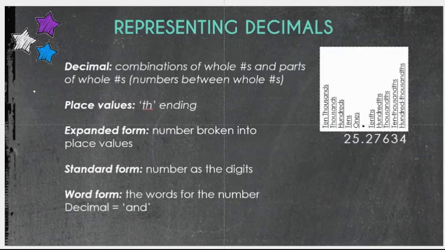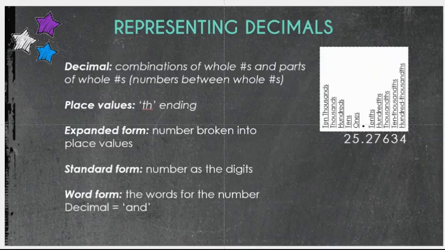Of decimals, we're going to start out by just talking about how we can represent decimals, different ways we can represent decimals. And first, we'll look at the idea of what a decimal is. A decimal is the combination of whole numbers and parts of whole numbers, addressing the numbers that are between whole numbers. So 1 and 25 hundredths, between 1 and 2.